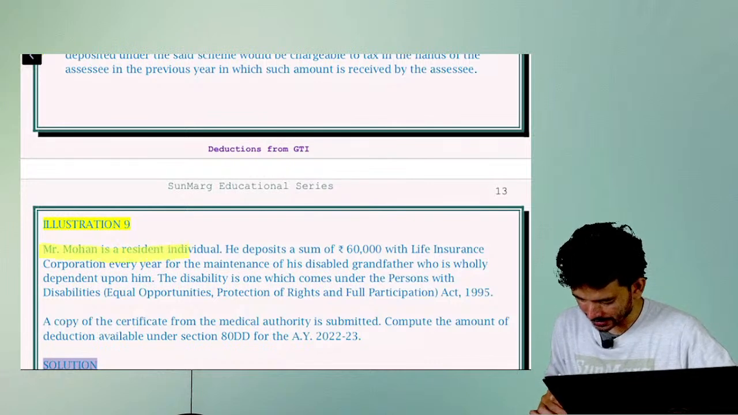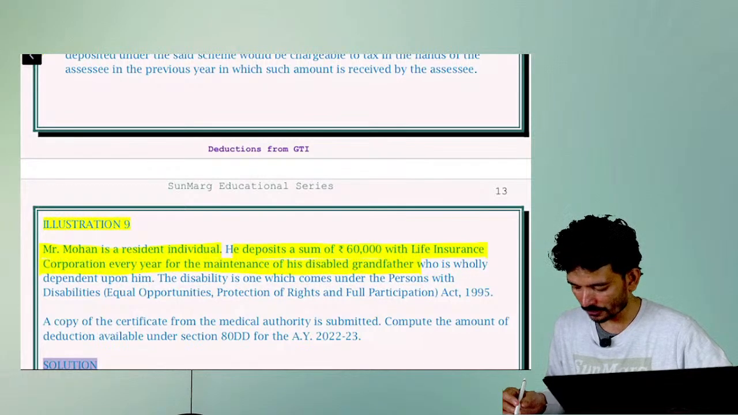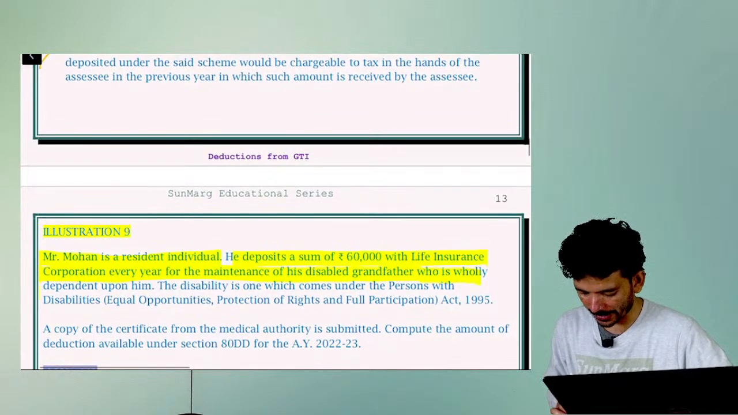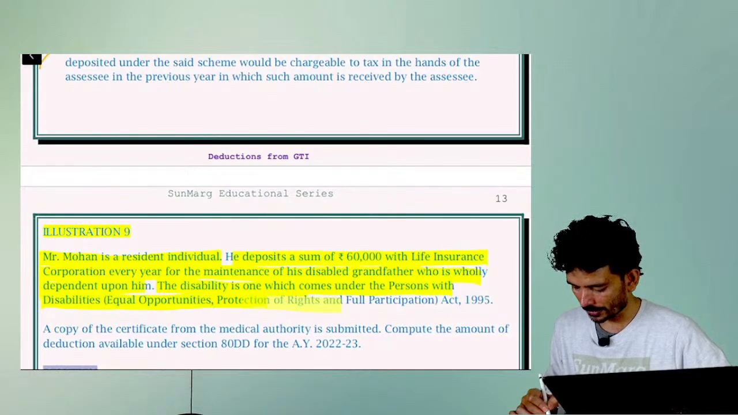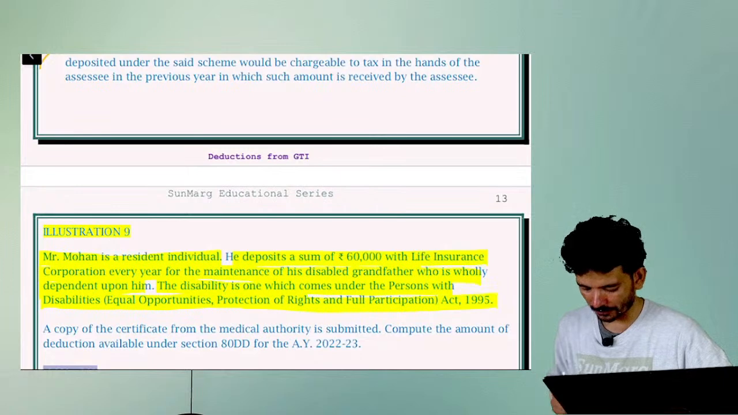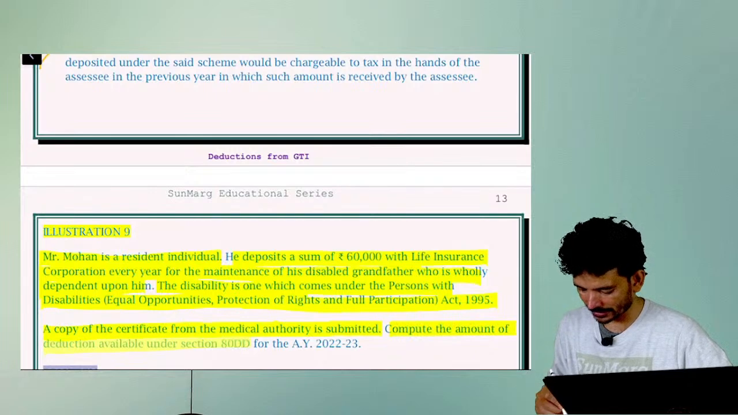Mr. Mohan is a resident individual. He deposits a sum of 60,000 with the Life Insurance Corporation every year for the maintenance of his disabled grandfather, who is wholly dependent upon him. The disability is one which comes under the Persons with Disabilities (Equal Opportunities, Protection of Rights and Full Participation) Act 1995. A copy of the certificate from the medical authorities is submitted. Compute the amount of deduction available under section 80DD.